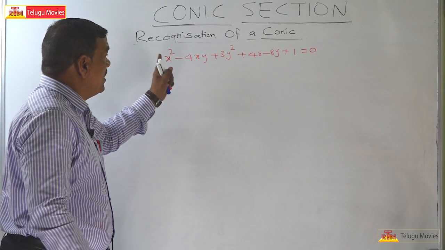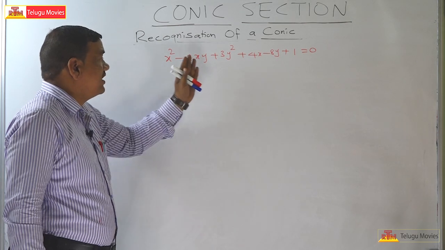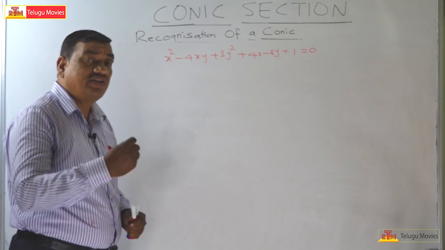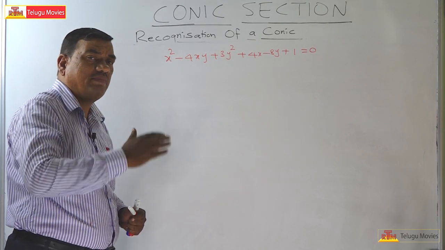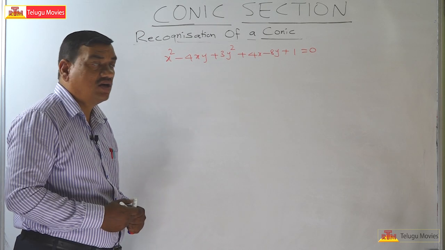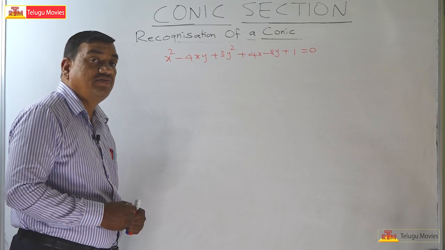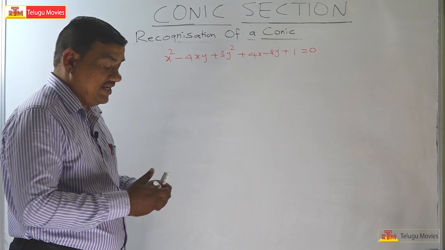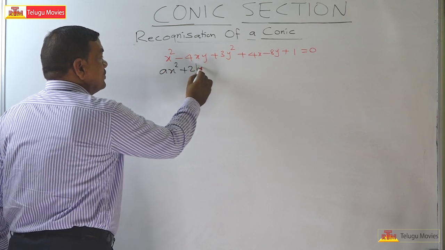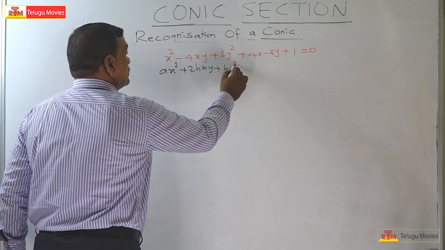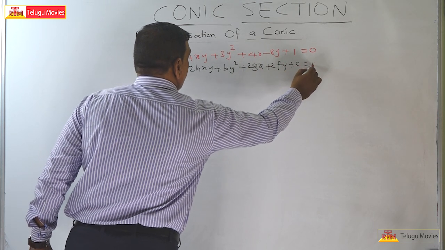Welcome back. Here a second degree general equation is given, with an x square term and an xy term. Let us check what type of conic this equation represents: a parabola, hyperbola, straight lines, or a pair of straight lines. To do that, first compare this equation with the general second degree equation. What is the general second degree equation? Ax square plus 2hxy plus by square plus 2gx plus 2fy plus c is equal to 0.